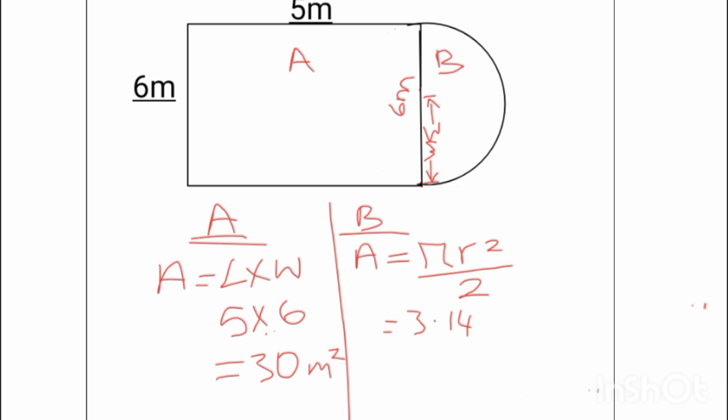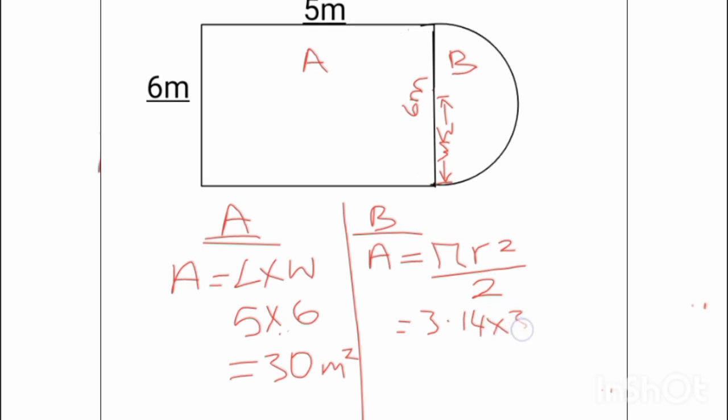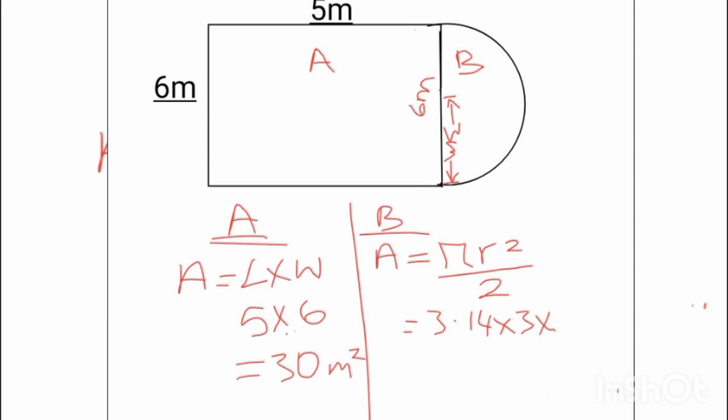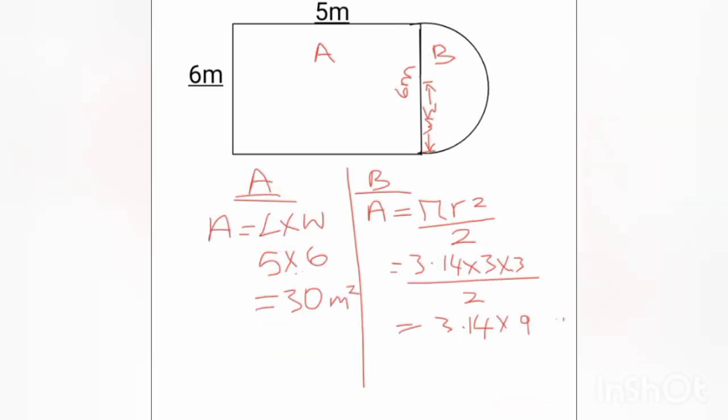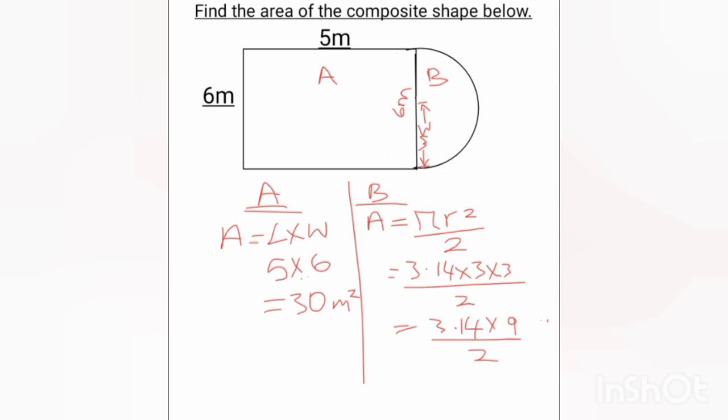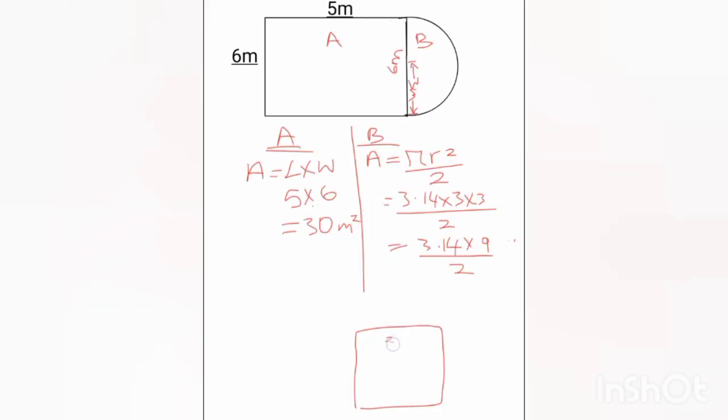So we can use 3.14 multiplied by 3, and since we're squaring the radius, it's times 3 again, and we're dividing that by 2. So we need to find out what is 3.14 times 3 times 3. We can simplify that to get 3.14 times 9. We're dividing by 2. So we need to work out what is 3.14 times 9. So let's do that right here. 3.14 times 9.